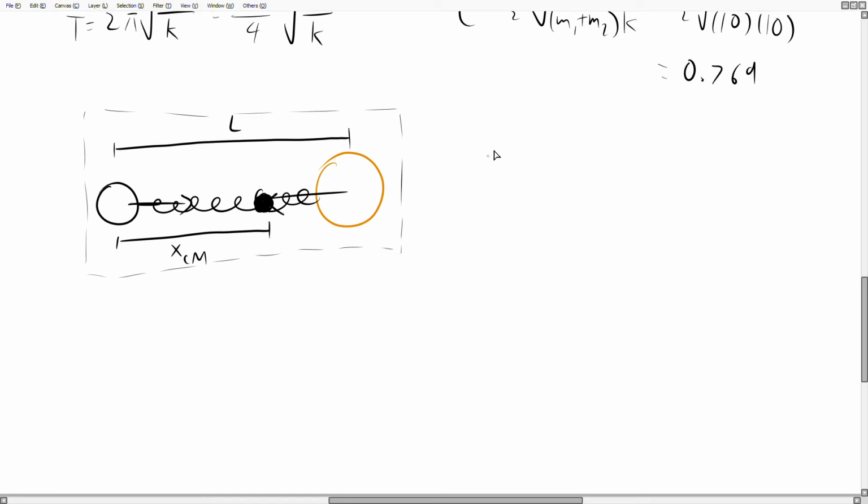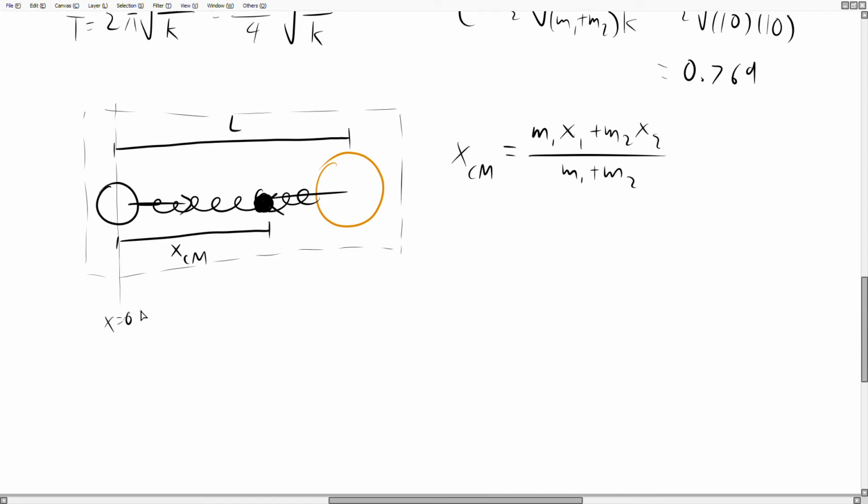Now, what we're going to do is calculate what the center of mass actually is. Recall from physics that the center of mass of two objects is given by m1 x1 plus m2 x2 over m1 plus m2. Now we need to set where our 0 is. We can really set our 0 anywhere, but to make it easier, we'll set it over here.